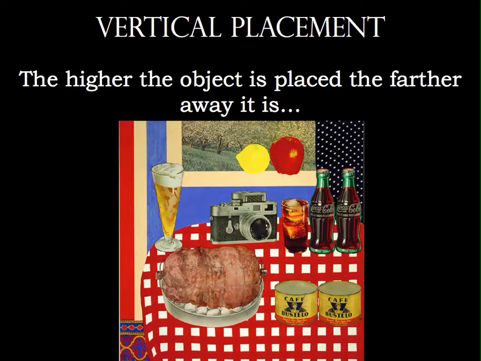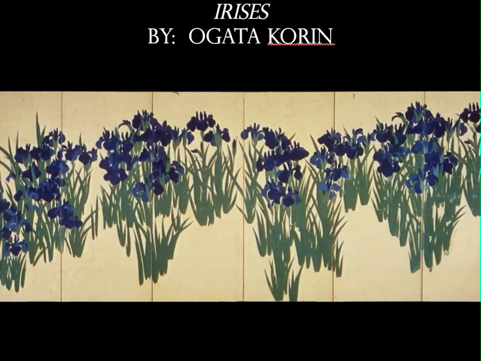We don't see this a lot in Western art. In fact, where we see it mostly is in Eastern art. For instance, this Japanese screen of irises, we can see how the landscape is created by the use of vertical placement. The higher the object is, the further away it is from us.